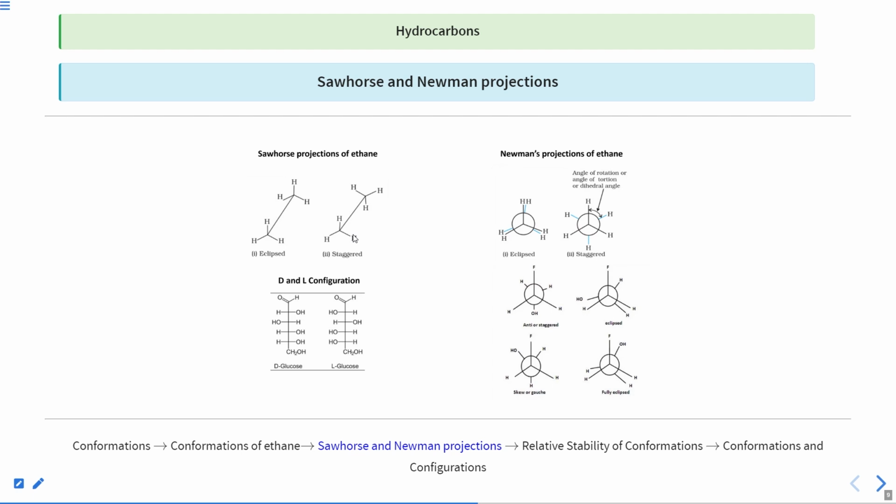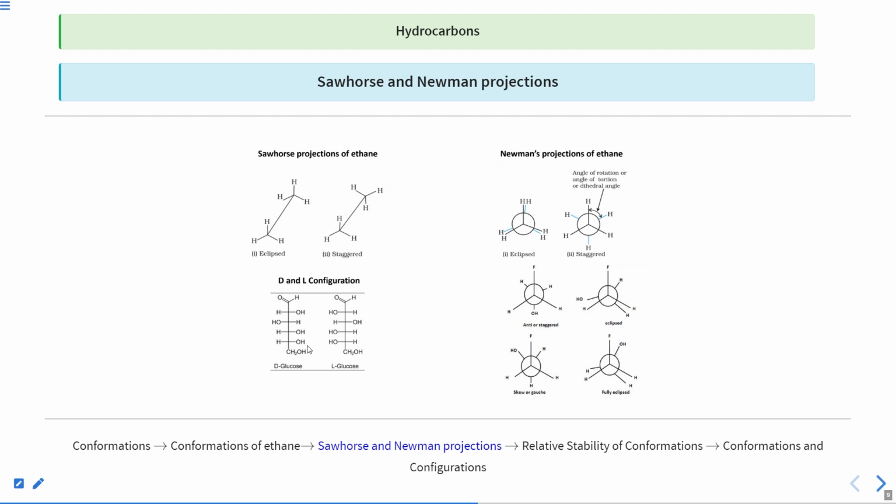One more configuration I just want to put here is the DL configuration. You will study more about it, but just a view of it is given here. If you're talking about the DL configuration, just keep this in mind. When you need this, you will say, okay, yeah, I have heard it. If you arrange your given molecule from the highest oxidation state to the lowest oxidation state, this carbon is the most oxidized form, this carbon is the lowest oxidized form. Similar goes for this and this.